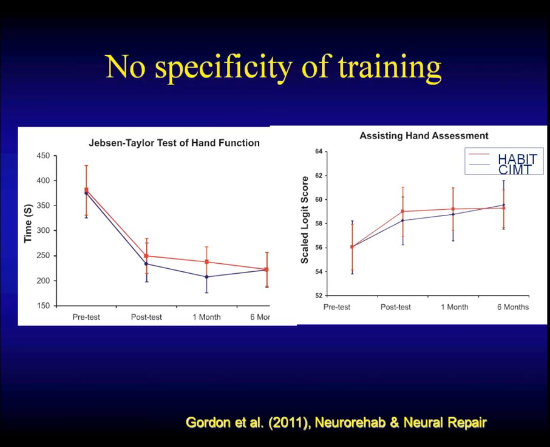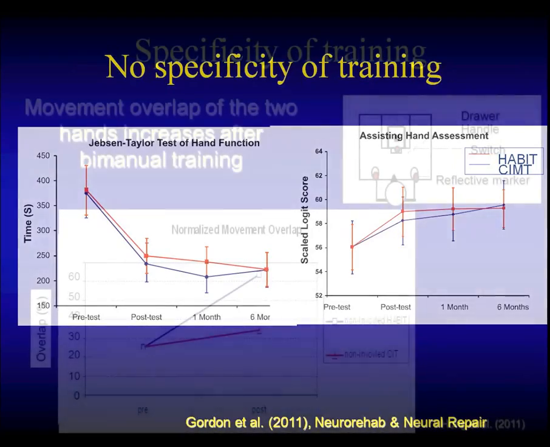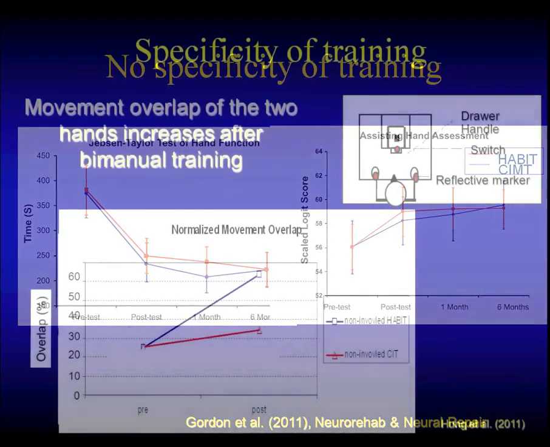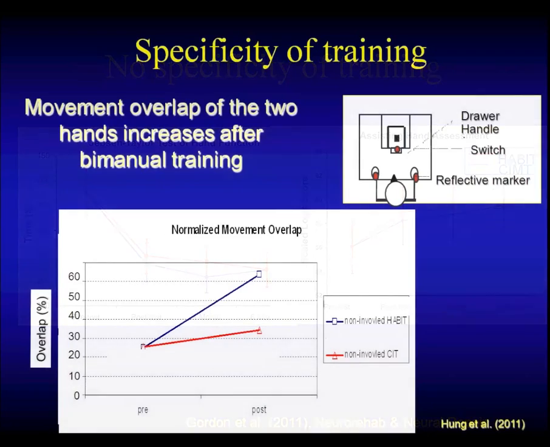So for these measures, on the plus side, it doesn't matter whether you use a constraint or not. On the minus side, it doesn't support the hypothesis. There's no specificity of training at this very high dose. It's possible that a smaller dose might result in differences in the efficacy between these. That's something to be tested.